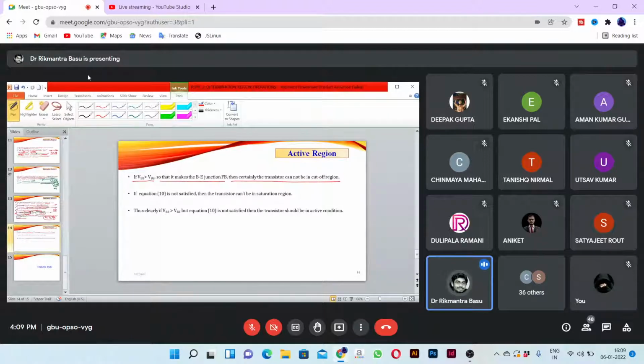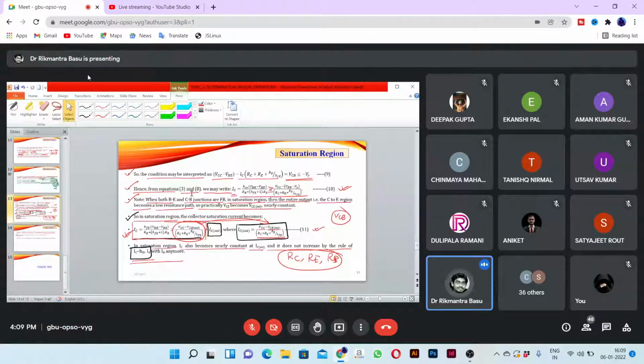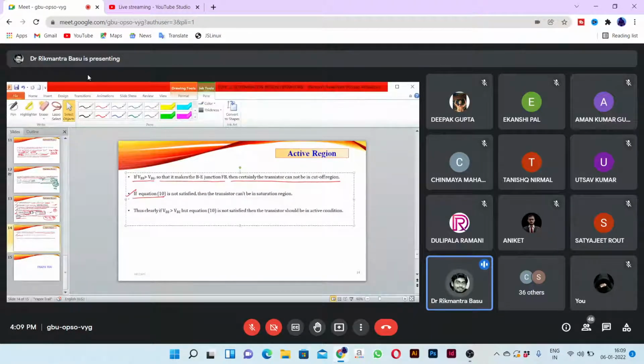We have already discussed the issue in case of the cutoff region. If equation 10, the last equation that has to be valid, is not satisfied, then the transistor can't be in the saturation region. Thus clearly VBB is greater than VBE, but equation 10 is not satisfied, so your transistor should be in the active condition. So always when these kinds of problems are given, you have to directly search for the cutoff region and the saturation region.